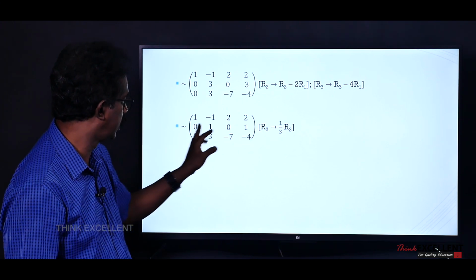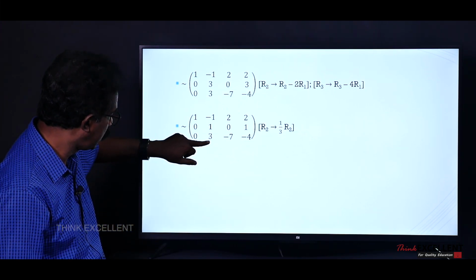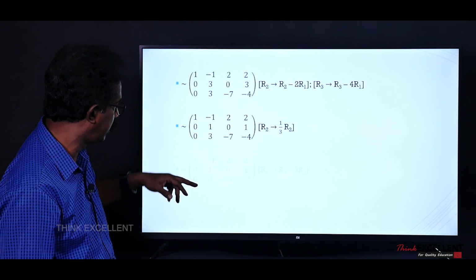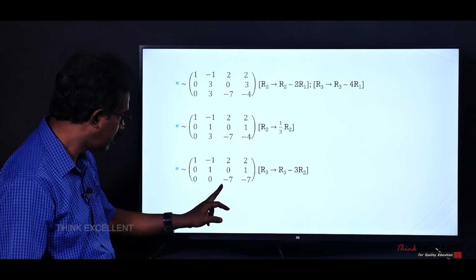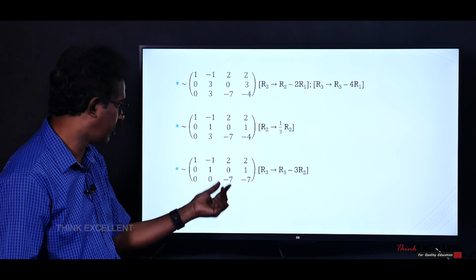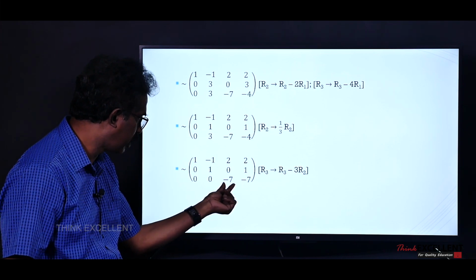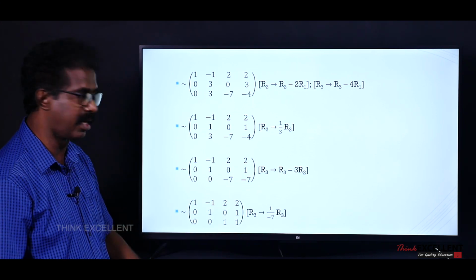Divide by 3, you will get like this. Then you make it a 0, 3 minus 3. Multiply by 3 and subtract it. It is an echelon. Here also, see, you can make it as 1. This sum easily you can do that, right? Minus 7, you can divide. So it will become 1, 1. It is an echelon form now.